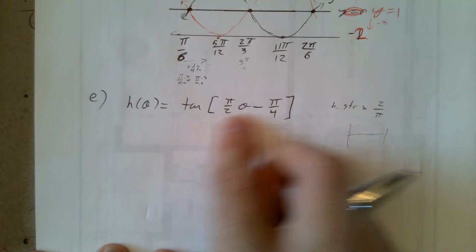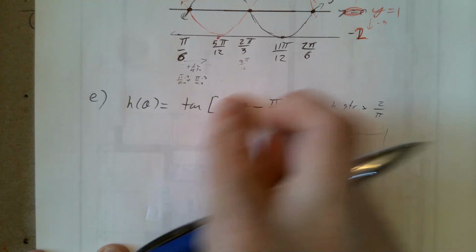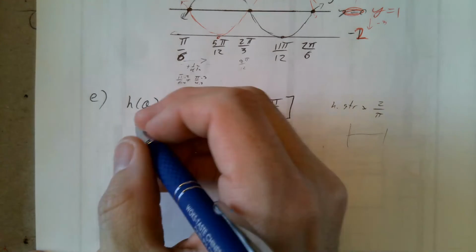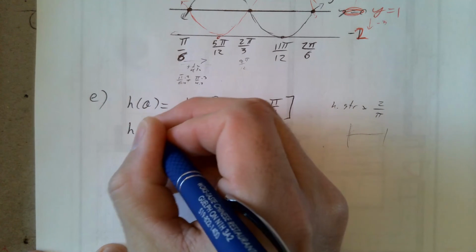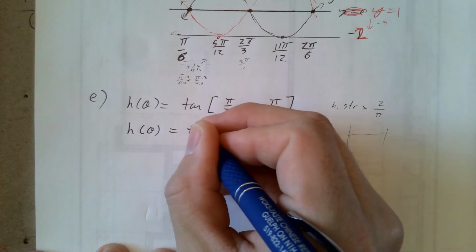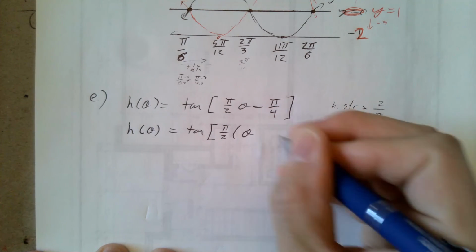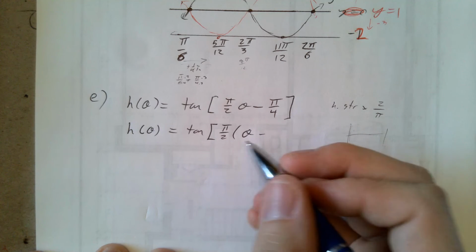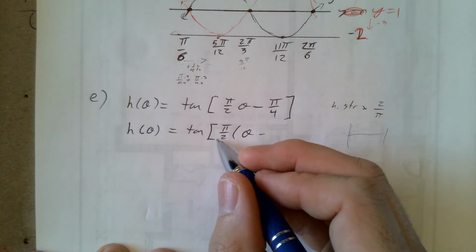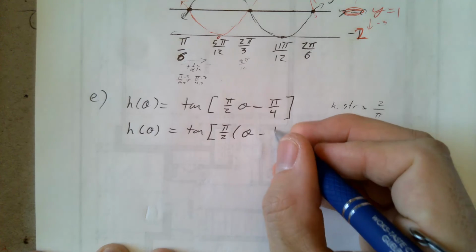Perhaps before we get into the period, though, we should make sure that this is in factored form. Oh, no, it's not in factored form. Let's get it in factored form. Let's remove a factor of pi by 2. You can ask yourself a check through distribution: pi by 2 times what gives you pi by 4? That looks like 1/2.